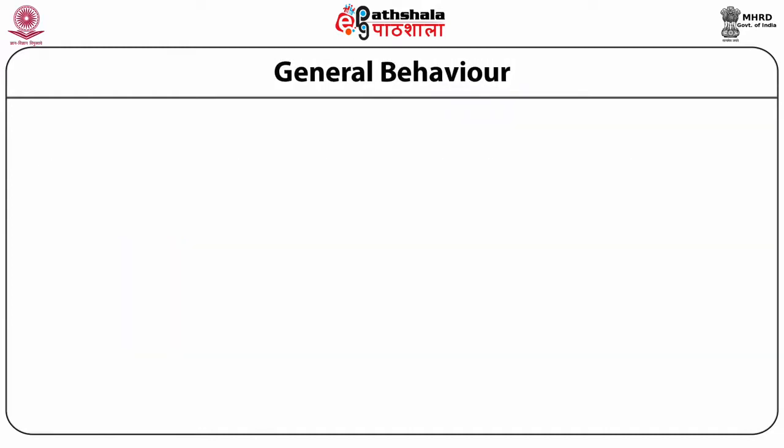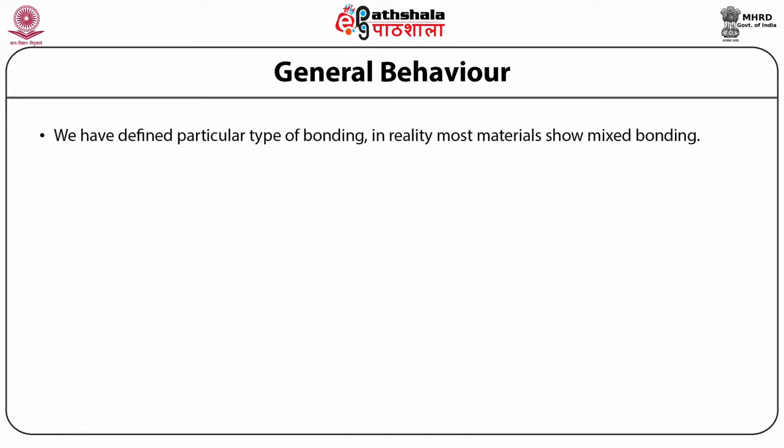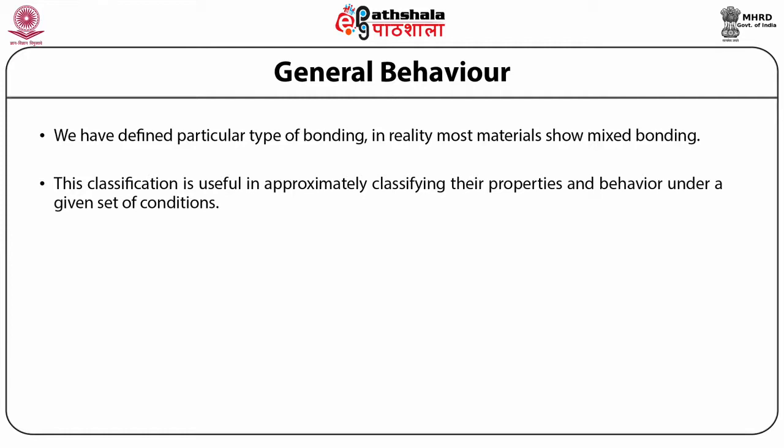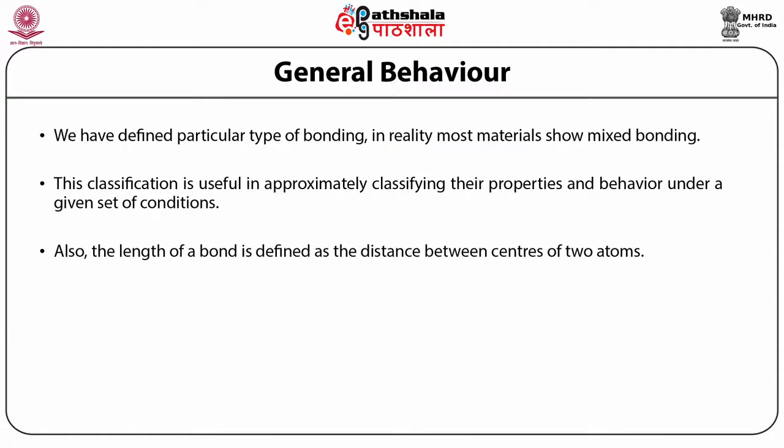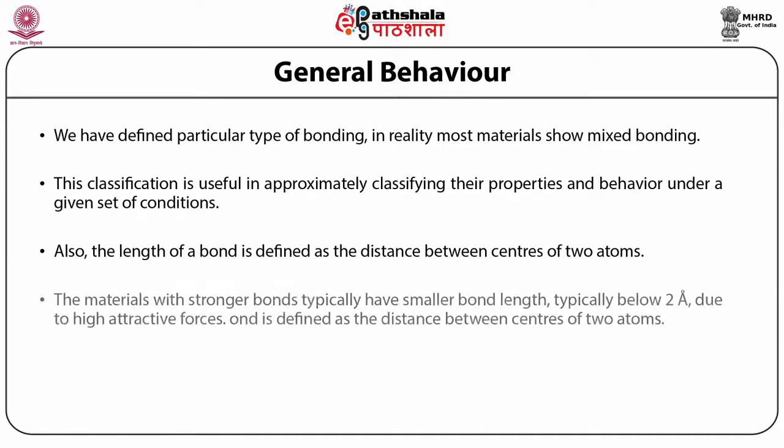Although in the above paragraphs we have defined particular types of bonding, in reality most of the materials show mixed bonding. Nevertheless, the materials are defined by the dominant type of bonding in them. This classification is useful in approximately classifying their properties and behavior under a given set of conditions. Also, the length of a bond is defined as the distance between the centers of two atoms. The materials with stronger bonds typically have shorter bond length, that is below 2 angstrom, due to high attractive forces.